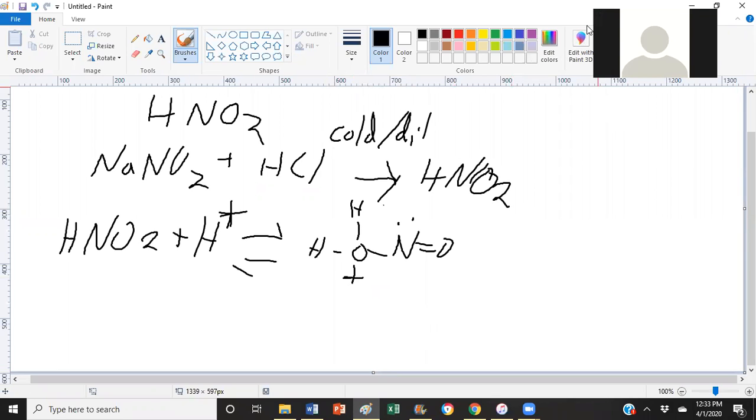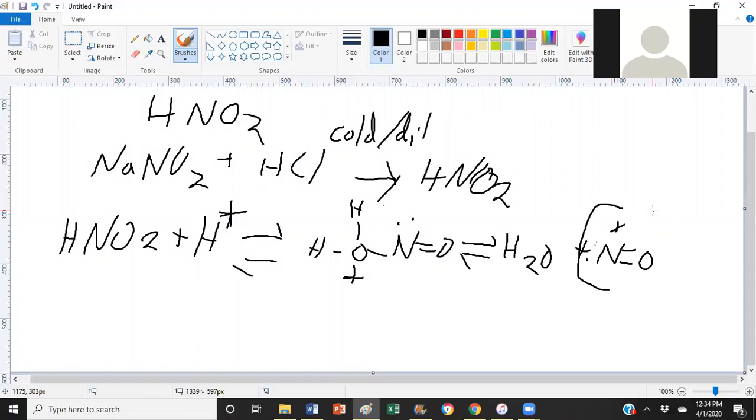Okay, so reactions of amines with HNO2. HNO2 will be formed in situ with cold dilute HCl mixed with NaNO2. But why do we want HNO2? In acid, we essentially form a good leaving group, water, and we form a nitrosonium ion, which is going to be our reactive intermediate that's going to attack our amine.